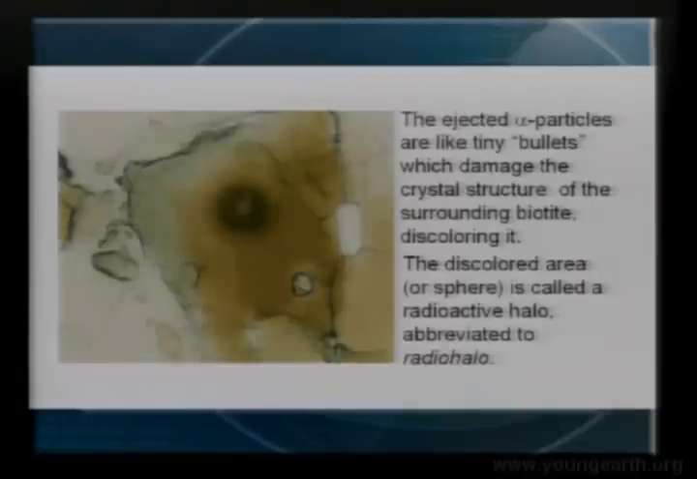Now, we see on the screen this in two dimensions, it just looks flat. But remember, the alpha particles are shooting out from the zircon crystal in every direction. It's actually a sphere of discoloration, and we've just sliced through it to look at it under the microscope and take this photograph.